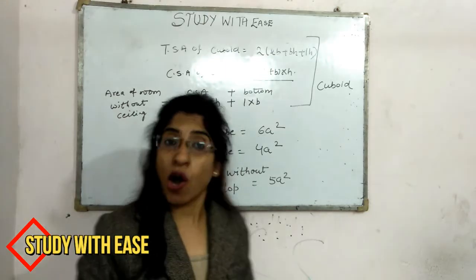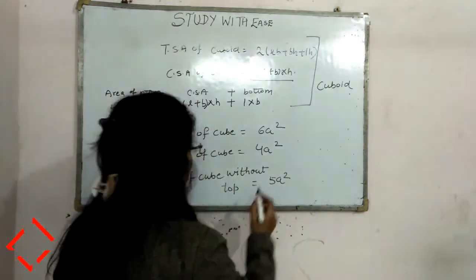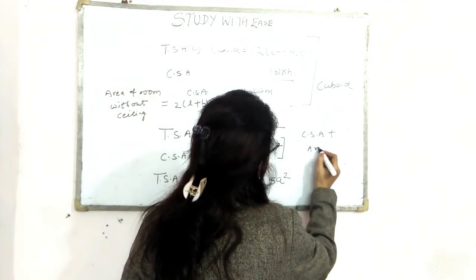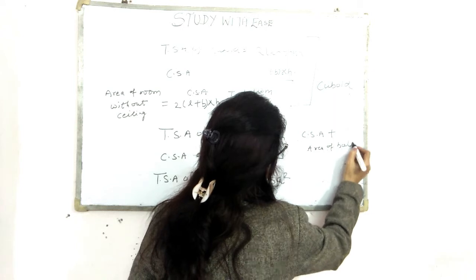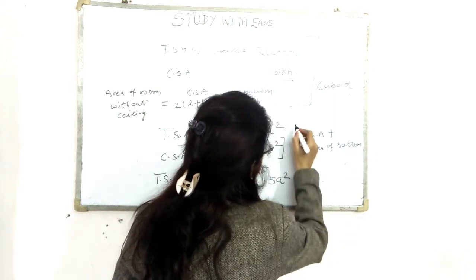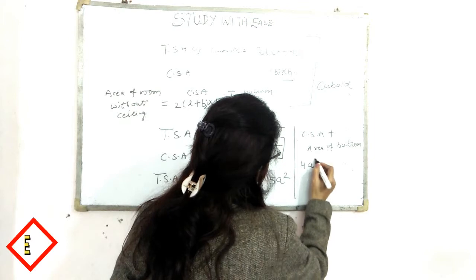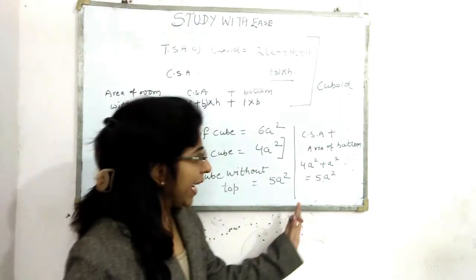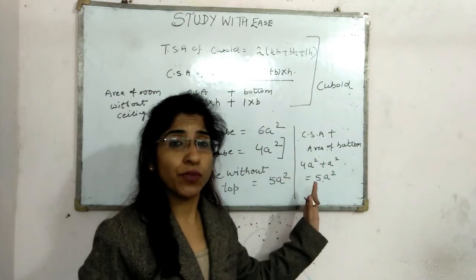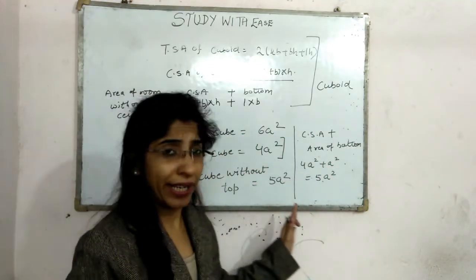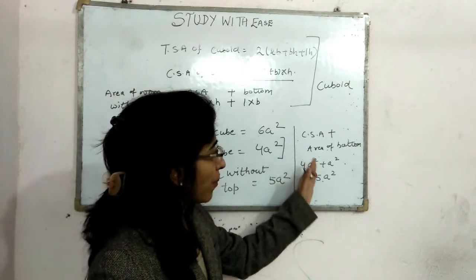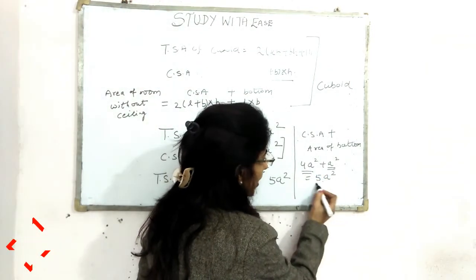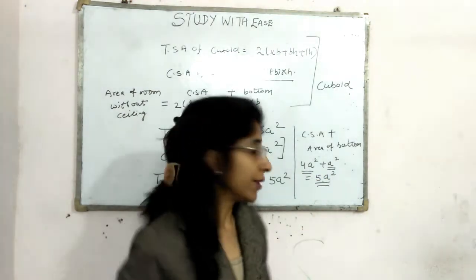Now the question is how we are getting it. We are taking the curved surface area plus we are adding the area of the bottom surface. So my friends, you can get the area in this way also. You can see here how I am getting the area of the cube when the top part is not included. Curved surface area plus area of bottom gives you 4a square plus a square, that will be 5a square.